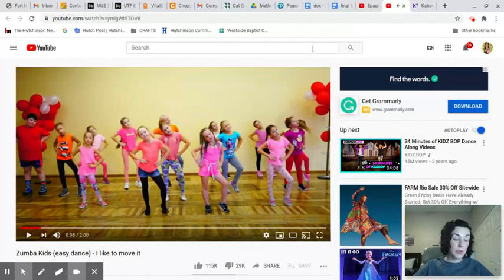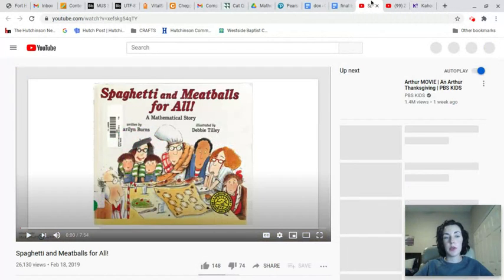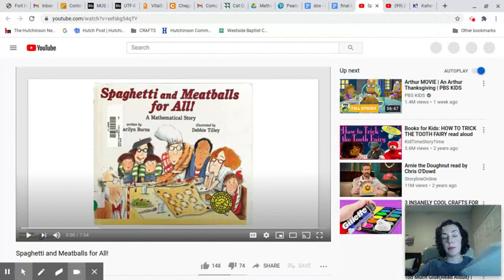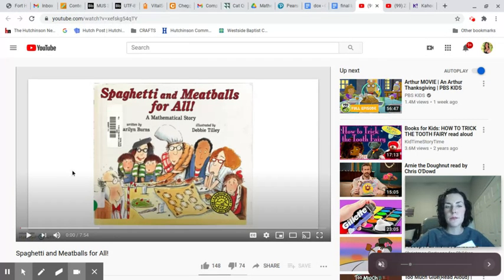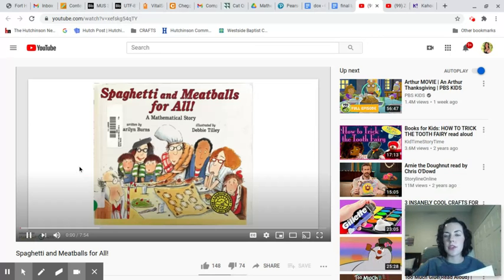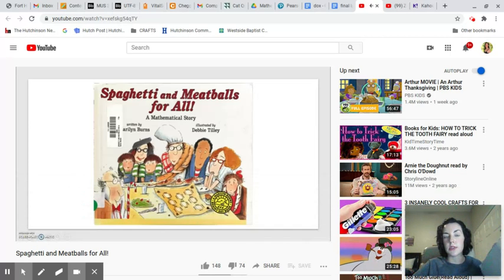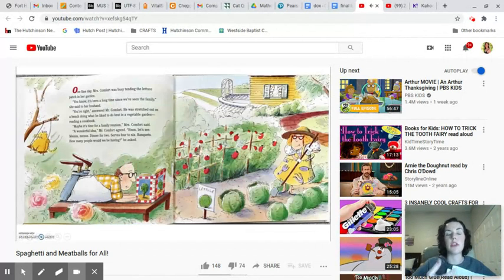And then after doing that, I would go ahead and read this book here. It's called Spaghetti and Meatballs for All, a Mathematical Story. And so as the teacher, you would hit play and then you would mute it. This way you could share it with students online without having to buy anything. And then you could go ahead and read the narrative aloud.